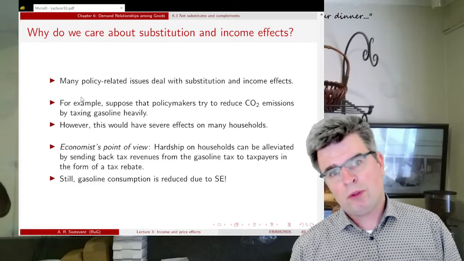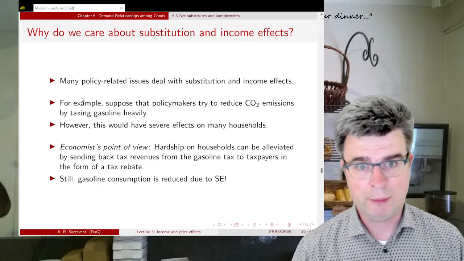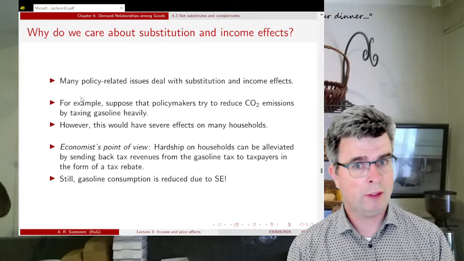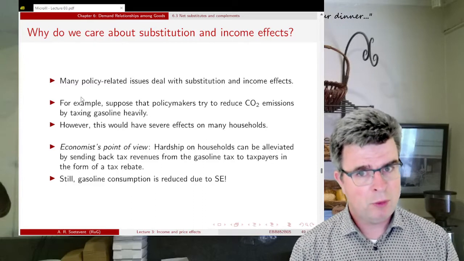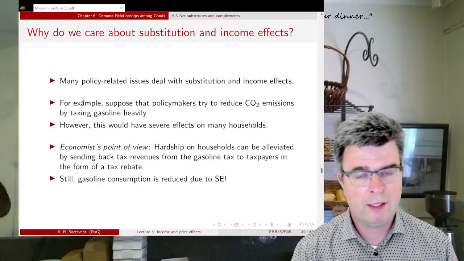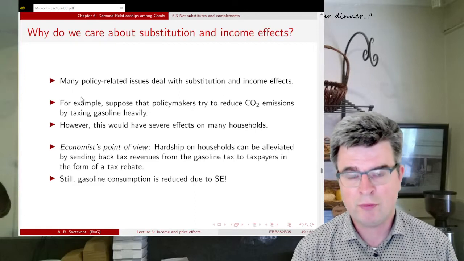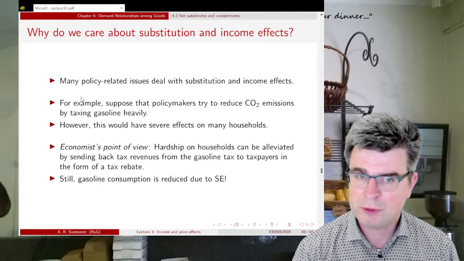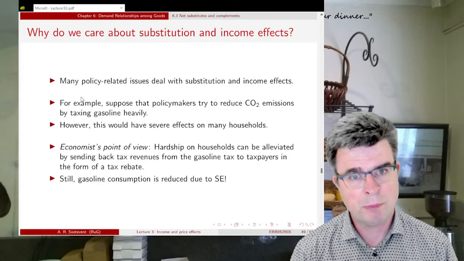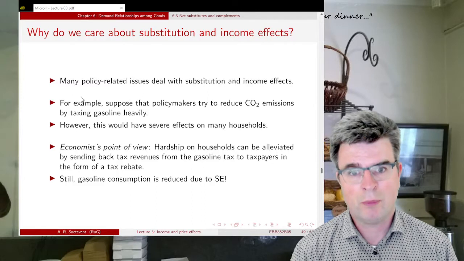Now we talked a lot about income and substitution effects, and the question is, why do we care? At this point, you might be a little bit bored with this entire discussion, so I need to give you a motivation. And the motivation is that the government develops a lot of policies, and many of the policy-related issues deal with substitution and income effects. You tax one good, you give a subsidy to a good, that will change the relative price of the good, and it will do something to the optimal consumption bundle and also to the purchasing power of people.